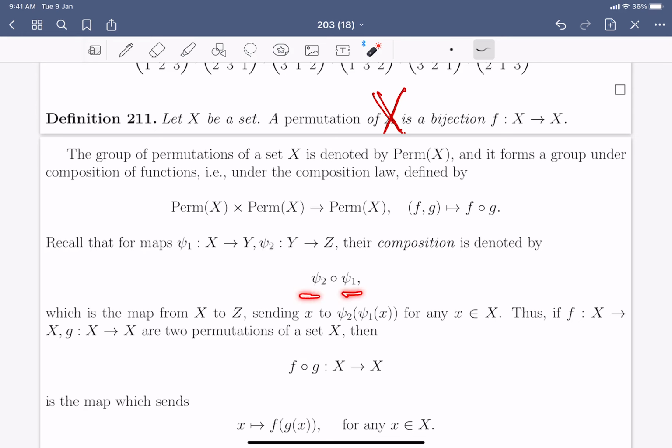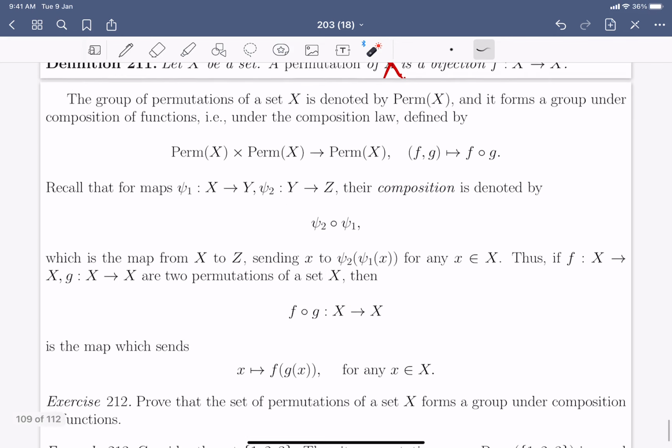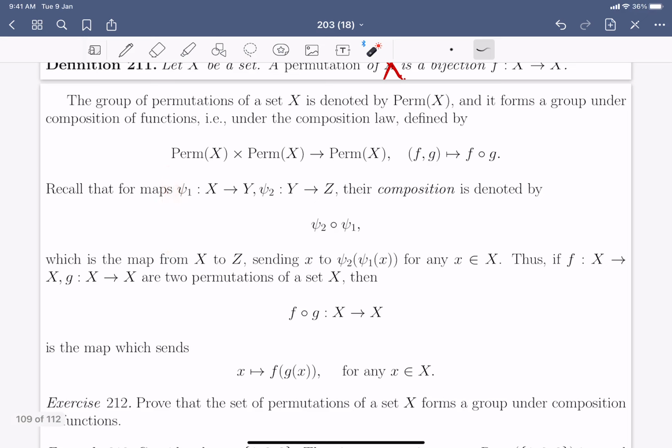So you put the maps in a suitable order, so that the image of psi1 is contained inside the domain of psi2. The image of psi1 is contained inside Y, and Y is the domain of psi2. So please remember this convention, otherwise things may go wrong. This composition is a map from X to Z, and it sends an element x of X to psi2 applied to psi1 of x.